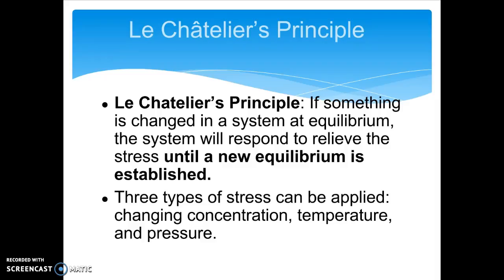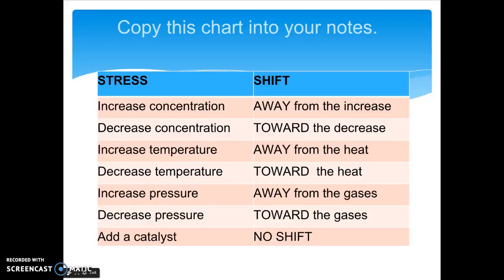release or relieve that stress. Now, there are going to be 3 types of stress that will be applied to a chemical system in equilibrium. We could change the temperature, change the concentration, or change the pressure. All 3 of these are considered a stress to the system. To summarize, here are the 6 scenarios you could have and what the system will do to release that stress.